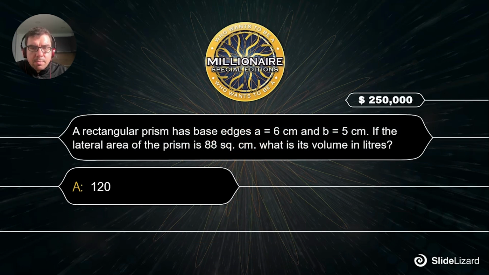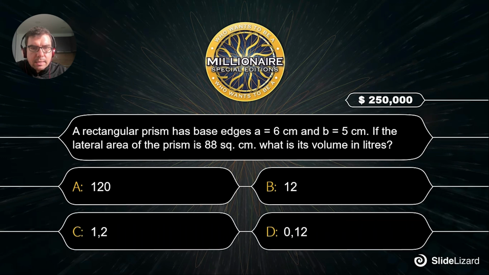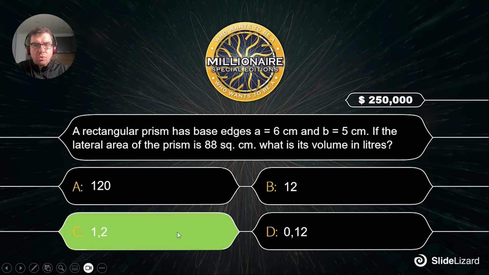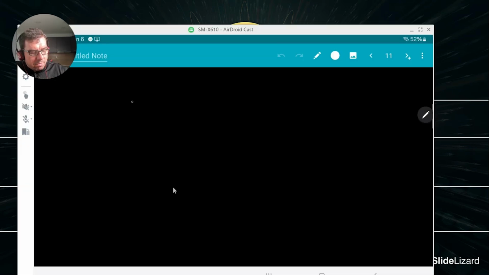A rectangular prism has base edges A equals 6 centimeters and B equals 5 centimeters. If the lateral area of the prism is 88 square centimeters, what is its volume in liters? Did you find C, 1.2 liters? 1.2 liters is correct. We have this rectangular prism.